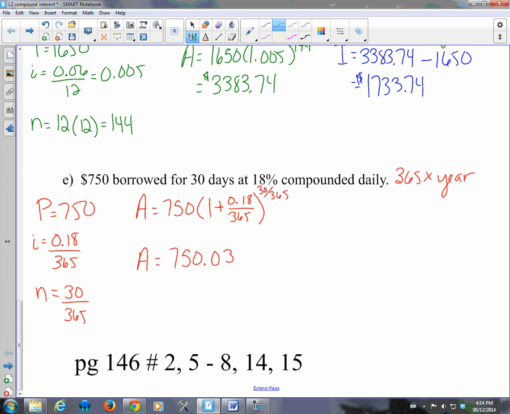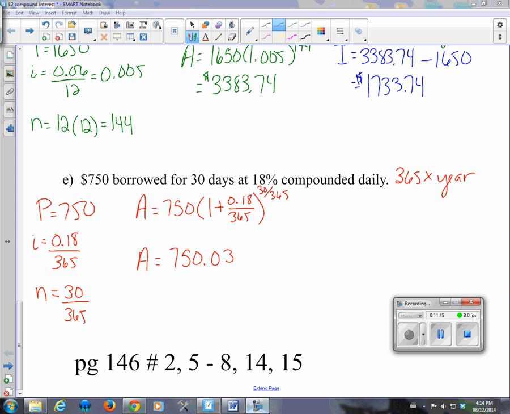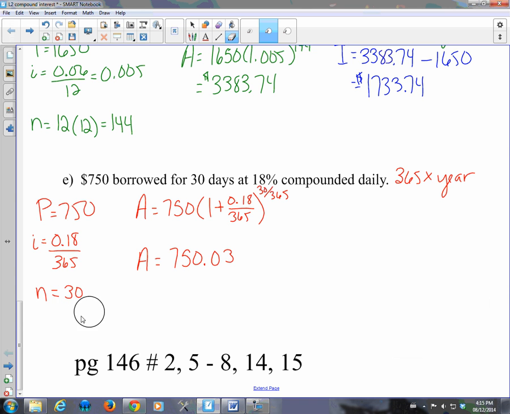Oh, wait a minute. We did this wrong. Our n isn't 30 divided by 365. Our n is actually 30. And that is only because it's compounded daily. So if I invest my money for 30 days, it's going to compound interest each day, which is 30. All right, now I got my head screwed on right.